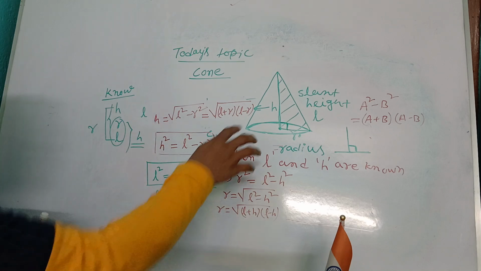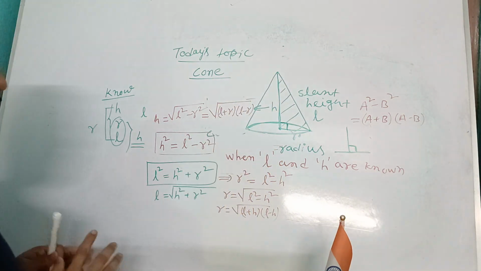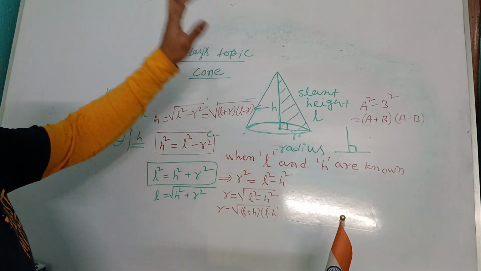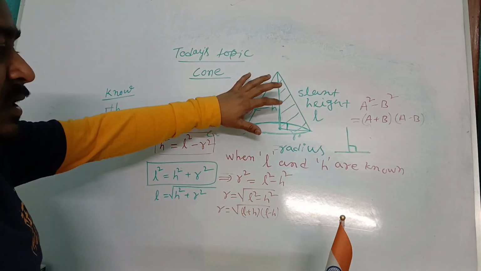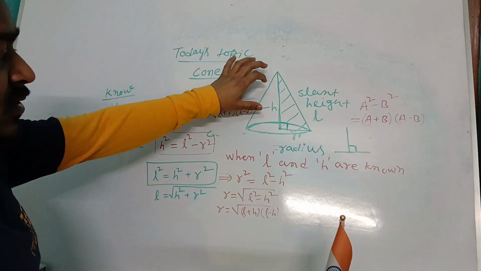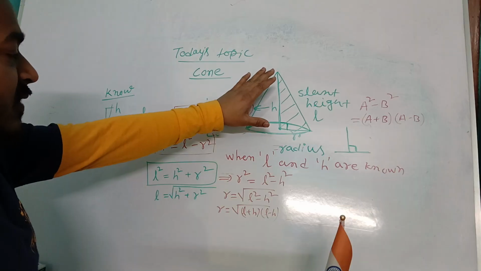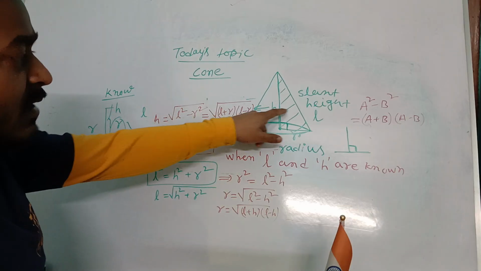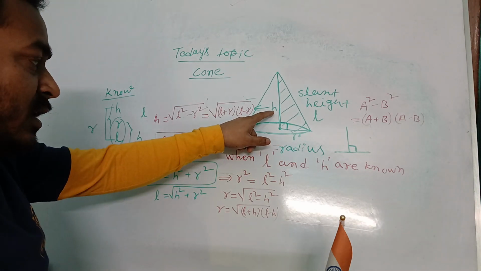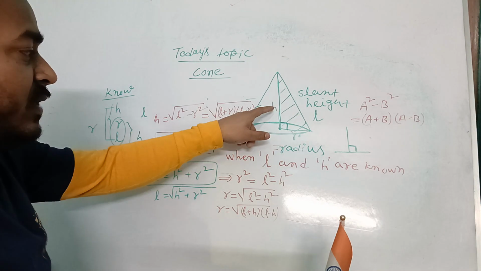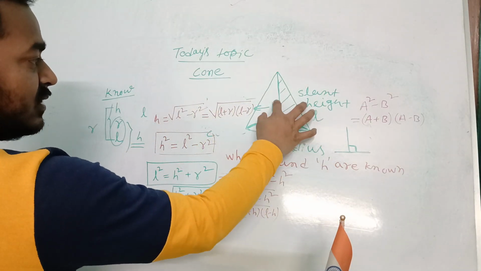The concept is the right angle triangle with H, L, R. Basically these three parts are important. Depending on H, L, R, we can find any value related to the right circular cone. So in the first part, what have we learned? When H and L are given, how to find R. When R and L are given, how to find H. Simple. So with any two of these given, we can find the third.